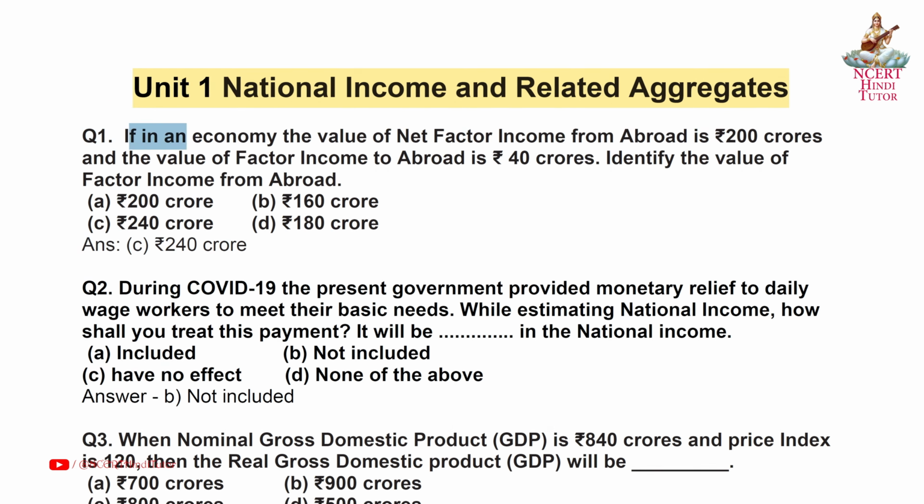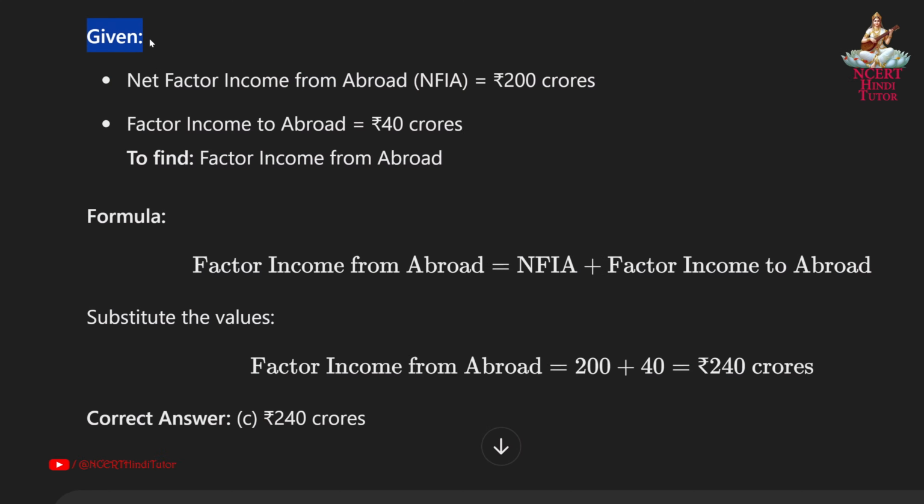Question 1. If in an economy the value of net factor income from abroad is 200 crore rupees and the value of factor income to abroad is 40 crore rupees, identify the value of factor income from abroad. Answer. Given net factor income from abroad, NFIA, is equal to 200 crore rupees. Factor income to abroad is equal to 40 crore rupees.